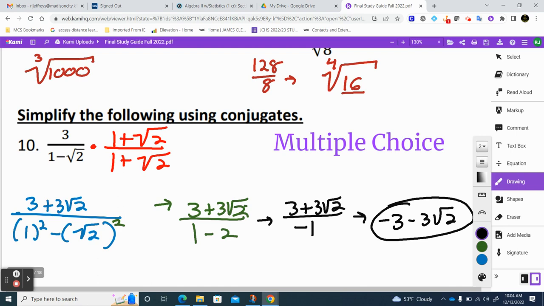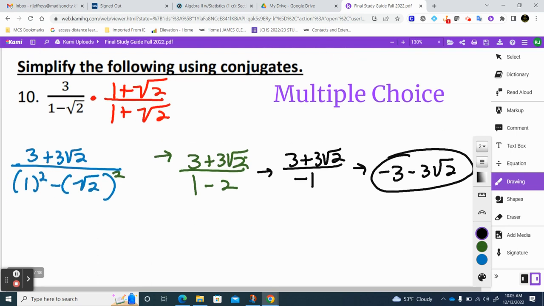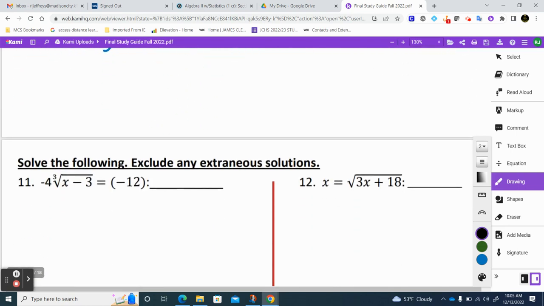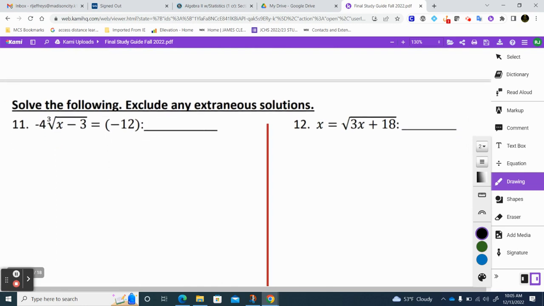All right. So that was number 10. Okay. Good thing the webcam's off because it can't see me turn purple.